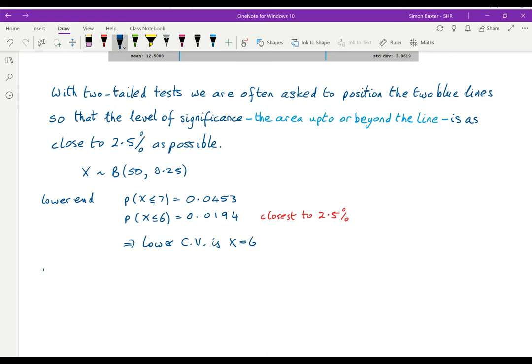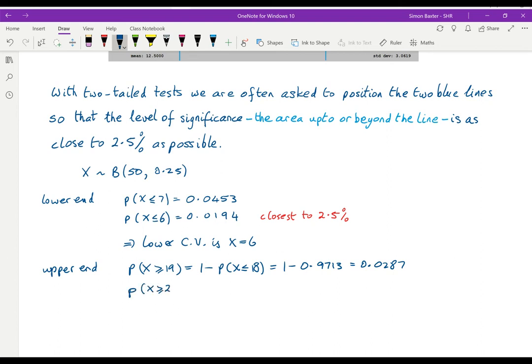Okay, let's go to the other end. At the upper end, we have, if we look in our tables, the probability that X is greater than or equal to 19 is equal to 1 minus the probability X is less than or equal to 18, which is 1 minus 0.9713, which is 0.0287. Now that's bigger than 2.5%. So I need to move so that we have something which is smaller. I need to make the number larger.